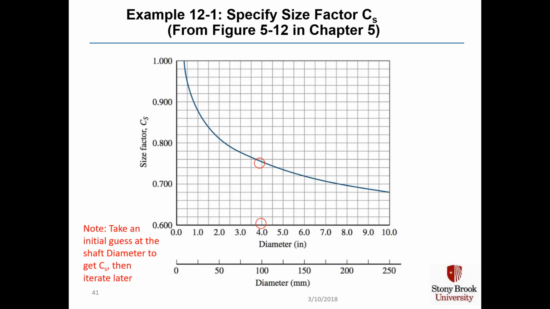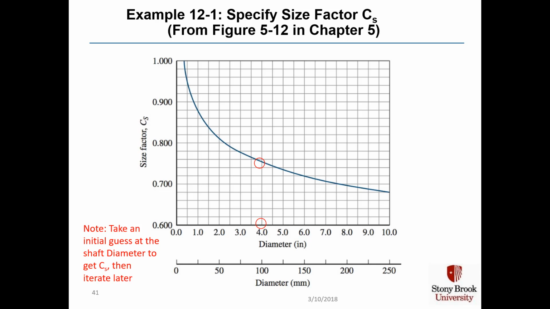We have to specify a size factor, but clearly we don't yet have an exact number for the shaft diameter, so we have to take a rough estimate. Here we're showing the idea of taking an initial guess at the shaft diameter to get CS for diameter 5. We're assuming it's going to be around 4 inches, which begets CS of 0.75.